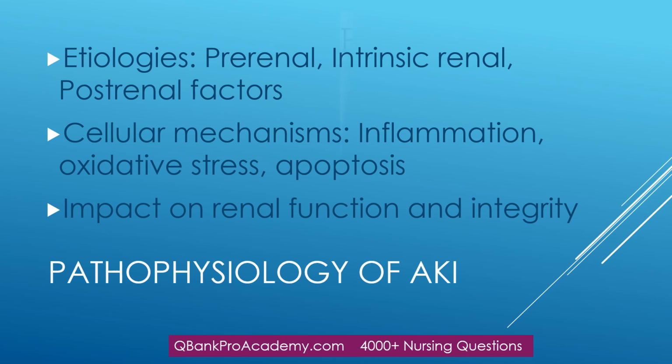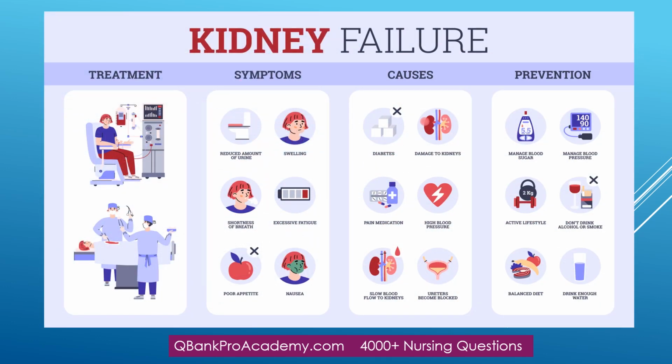Pathophysiology of acute kidney injury, AKI, can arise from various etiologies, including prerenal, intrinsic renal, and postrenal factors, each contributing to impaired renal perfusion, renal parenchymal damage, or obstructive urinary flow. Prerenal AKI results from decreased renal blood flow, often secondary to hypovolemia, systemic hypotension, or reduced cardiac output.